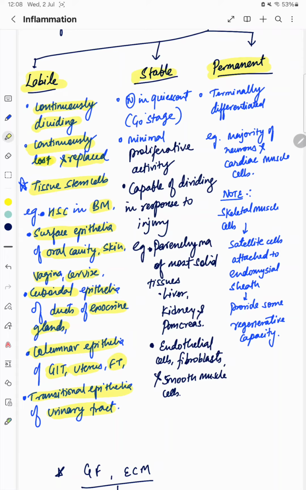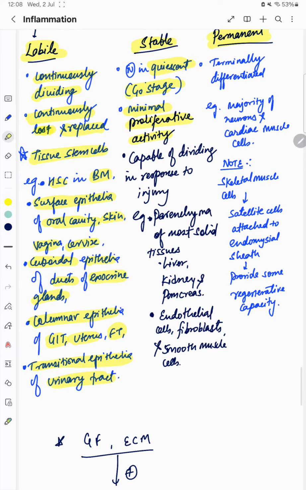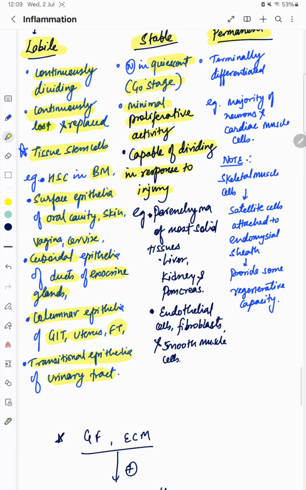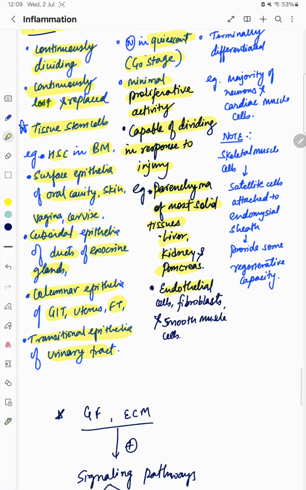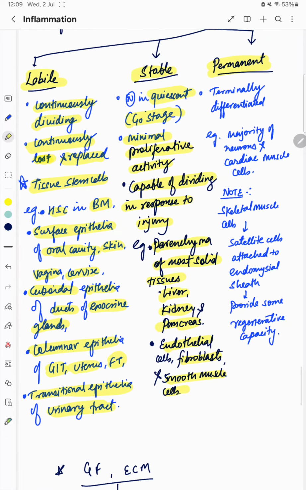Now the second category is stable tissue or stable cells. Normally the cells are present in the quiescent stage or G0 stage of the cell cycle. In stable tissue, they have very minimal proliferative activity, and they are capable of dividing, but only in response to injury. Examples of stable tissue are the parenchyma of most solid organs like liver, kidney, and pancreas, endothelial cells, fibroblasts, and smooth muscle cells. They are also examples of stable tissue.